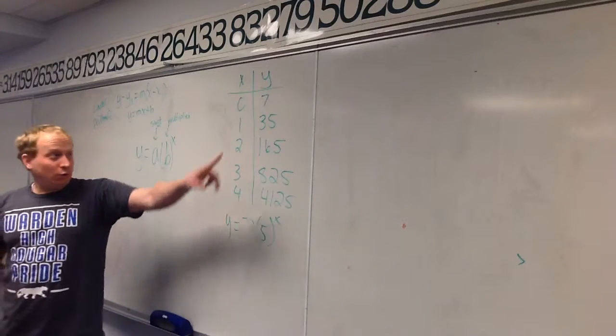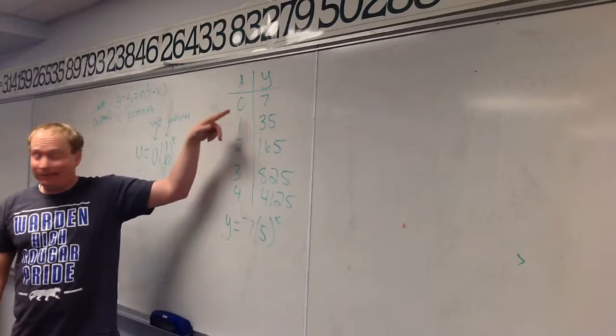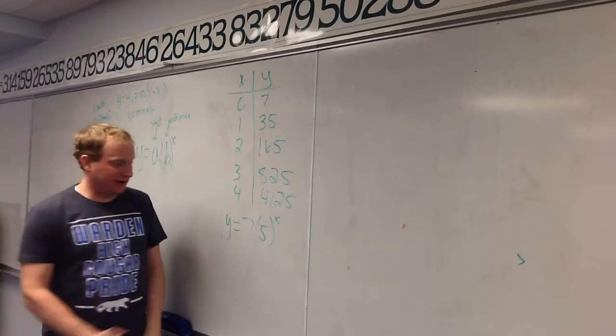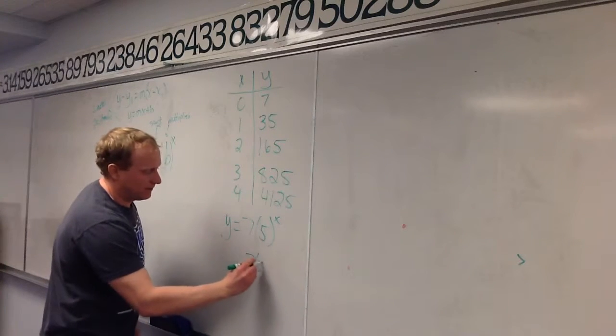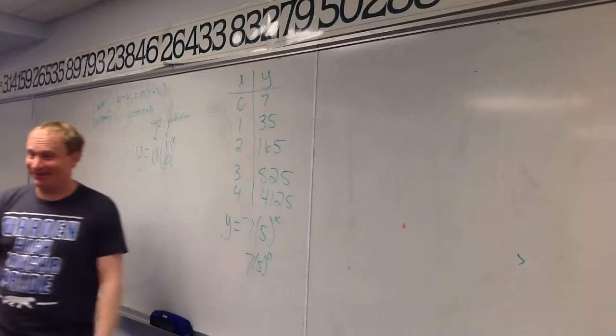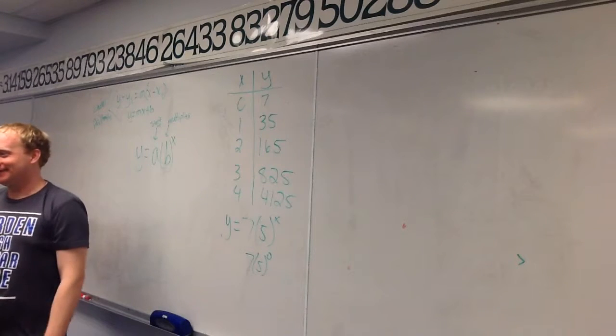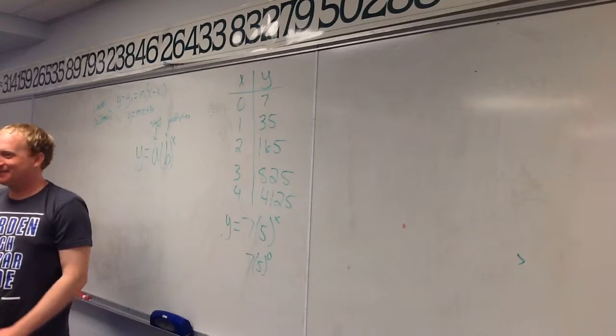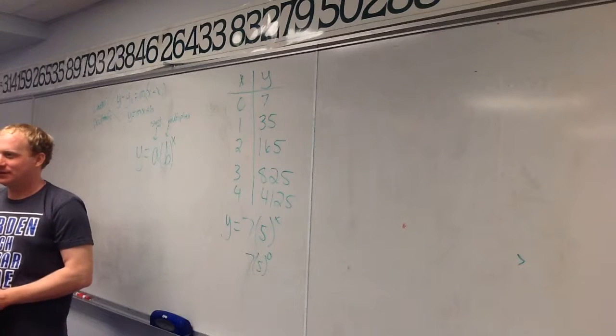Because 0. Okay, so what that means is if you plug in 0 for x, it's always 1. What's 5 to the 0 power? It's always one. Didn't we have this discussion? Yep, it's always one.